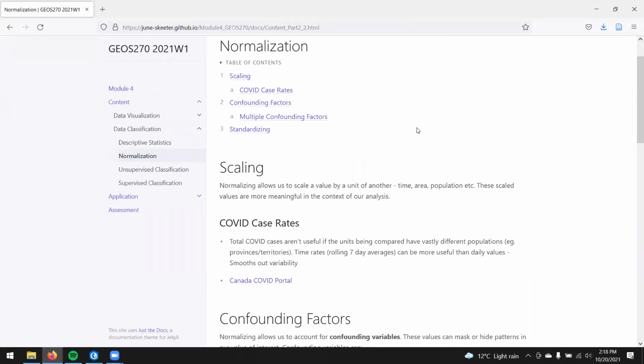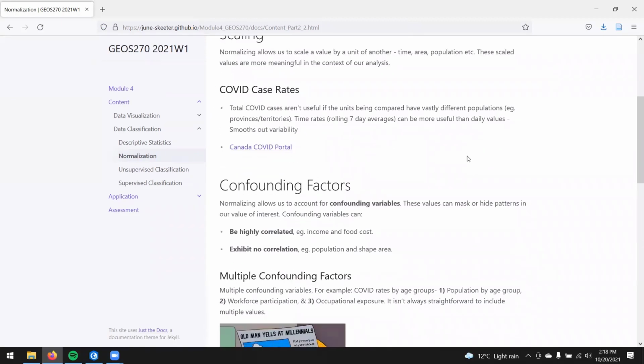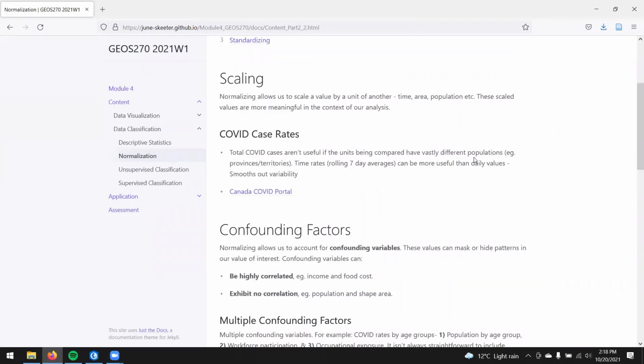So scaling can just allow us to get things into a different unit so it's more meaningful, right? Something per number of people or per unit area. It can also help us account for confounding factors. A confounding variable is just something that's going to impact another variable. These values can hide or mask patterns of interest.